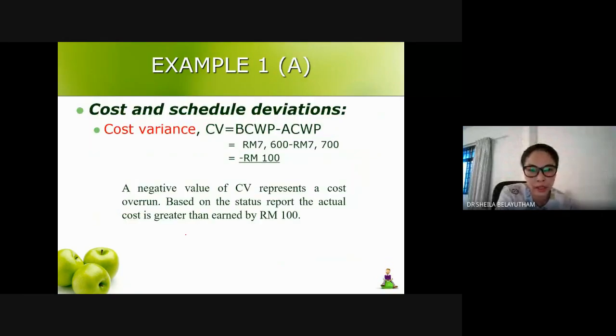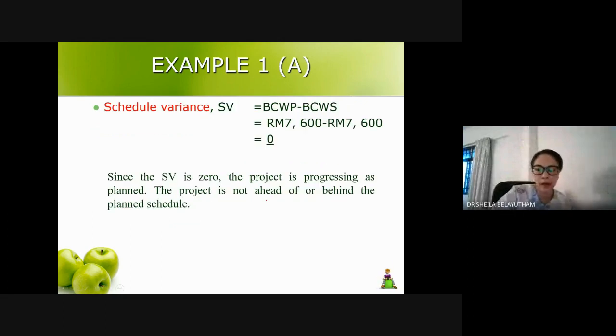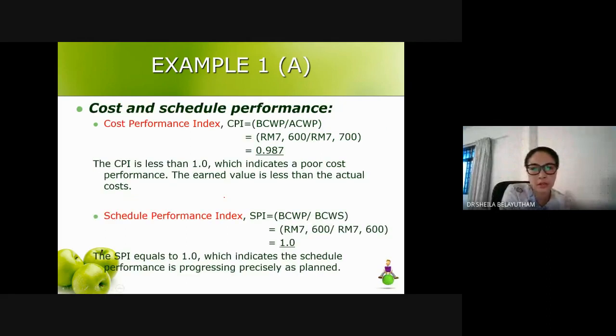Okay, so typically you can summarize from here, but what you need to do is calculate the deviations. Cost variance will be your earned value minus your actual cost, and you will have a negative, so it shows that you are over budget. And then you have the schedule variance: your earned value minus your planned value equals 0, so progressing just nice.